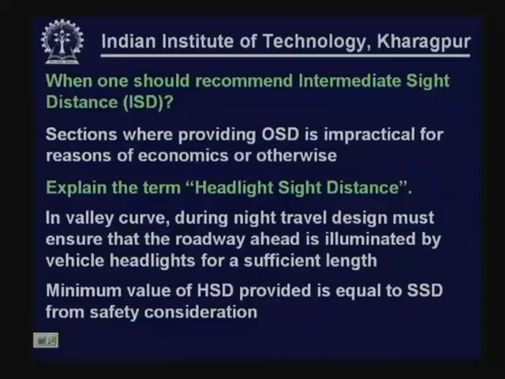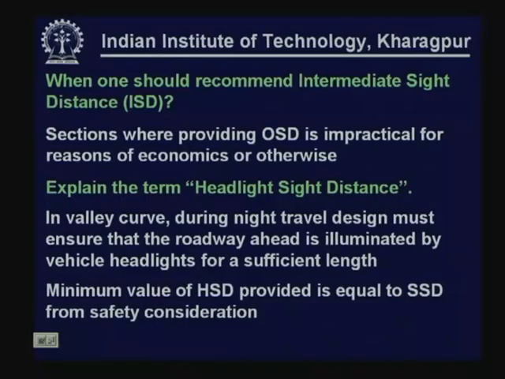IRC says to provide double the stopping sight distance, which is nothing but the intersection sight distance, because it will give limited opportunity for overtaking. Explain the term headlight sight distance.